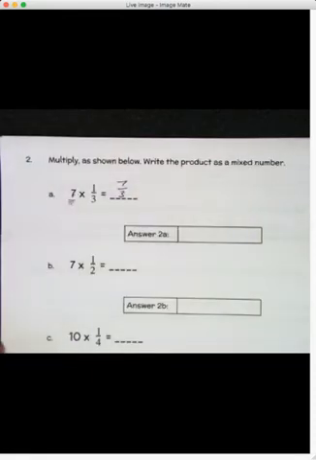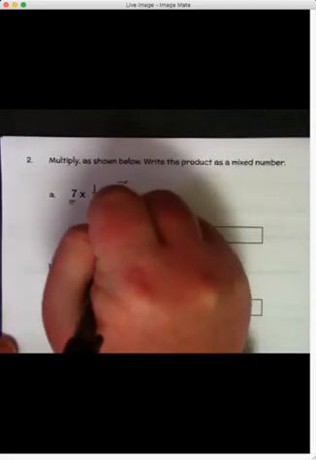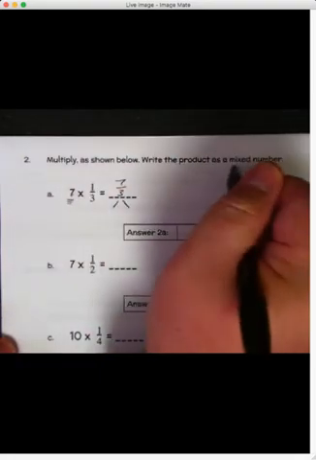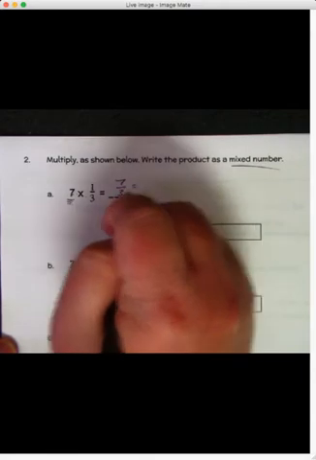But now look, you can't divide 3 by 7. So what do we do? We already know how to do this. It's just an improper fraction, and we have to change it to a mixed number. Okay, it says write it as a mixed number. So what are we going to do?